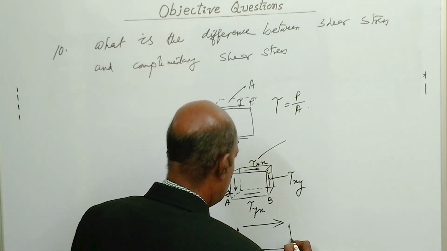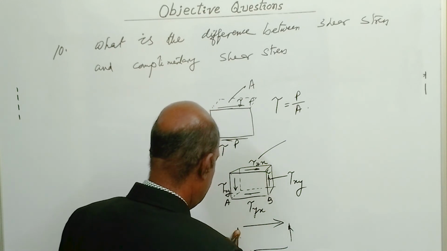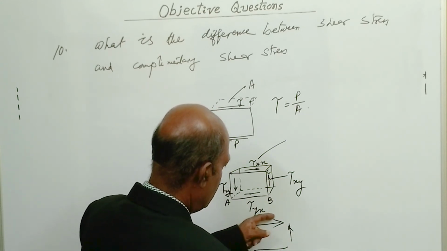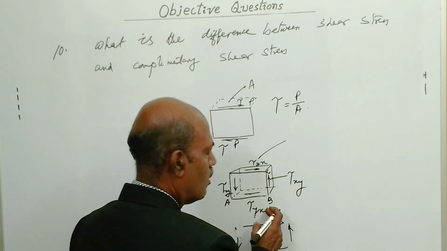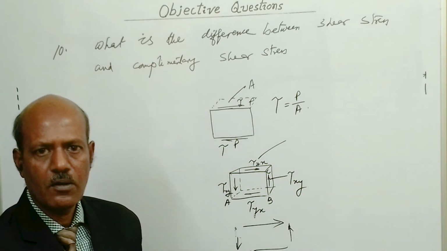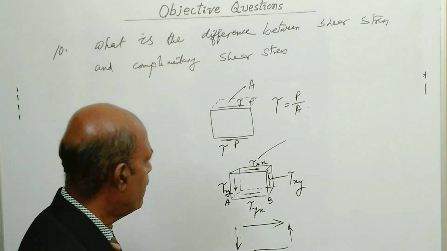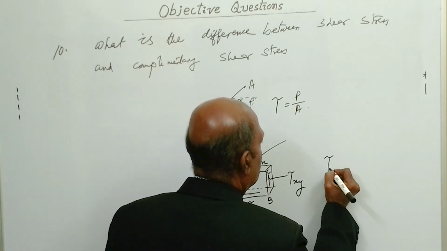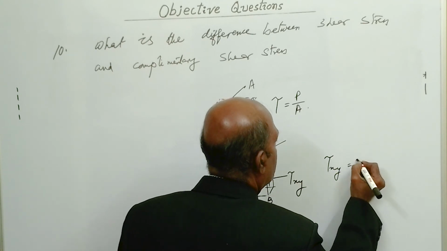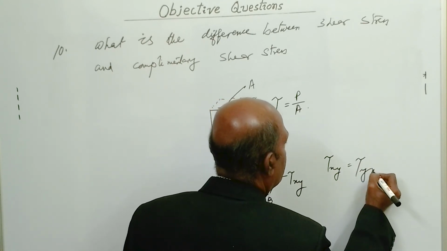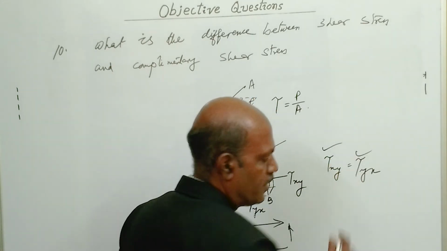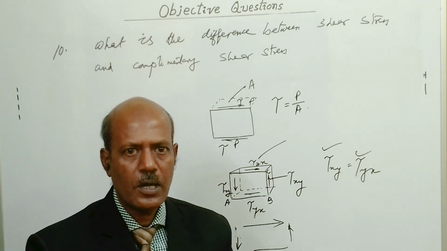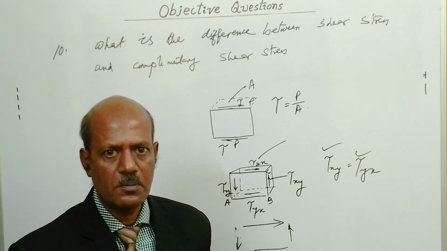So if this is a clockwise shear stress, the complementary shear stress will be in the anti-clockwise direction. And if we derive this, tau xy will be equal to tau yx, which means the shear stress and complementary shear stress values will be the same.